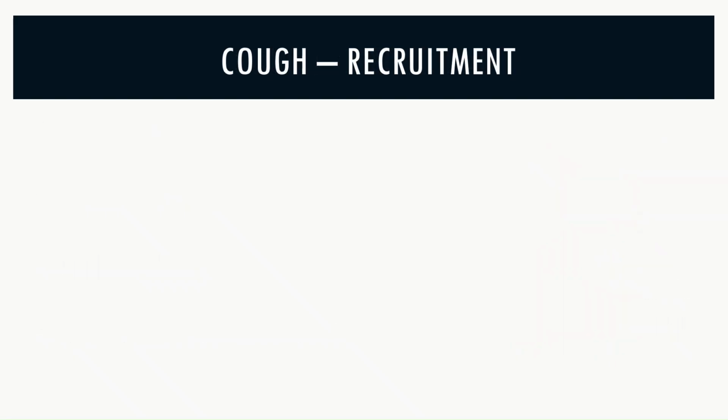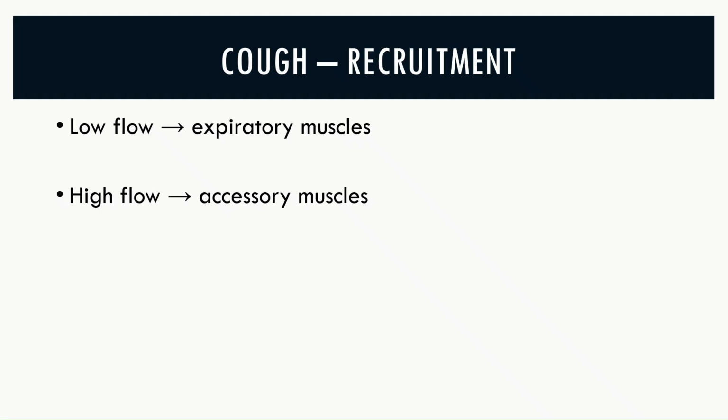Recruitment of muscles during cough. At low flow rates, expiratory muscles are sufficient. As cough intensity increases, accessory muscles are recruited. This sequential activation is important in generating high expiratory flow.